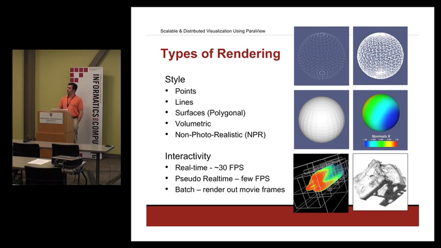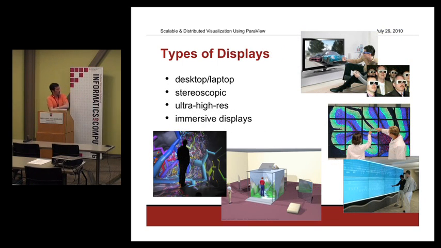And how interactive do you need to be? You need to have it real time, where we're talking 15 to 30 frames a second, or can you tolerate something less if you want to get more data? And if it's really big, you need to go into some type of batch mode. Finally, a couple of other things. What type of display are you viewing on? Your laptop, your desktop? That's great. In fact, again, the graphics cards make that very possible.